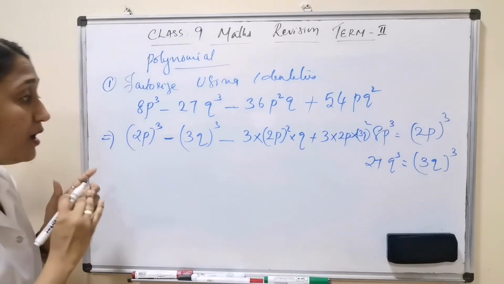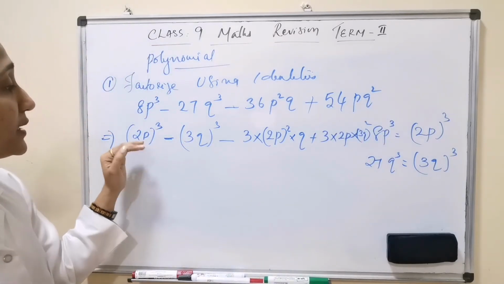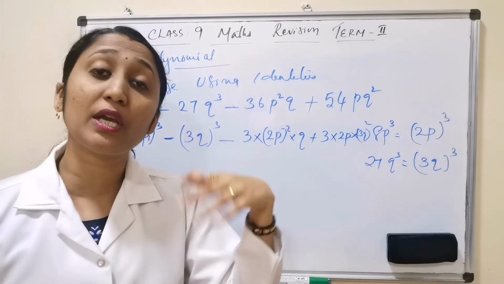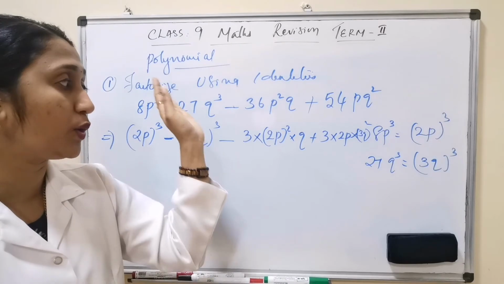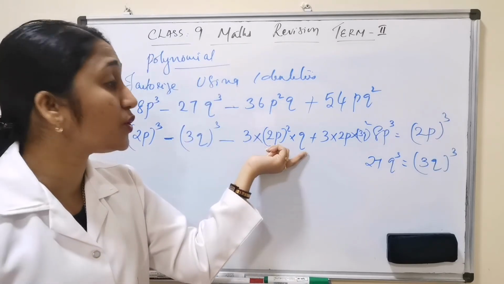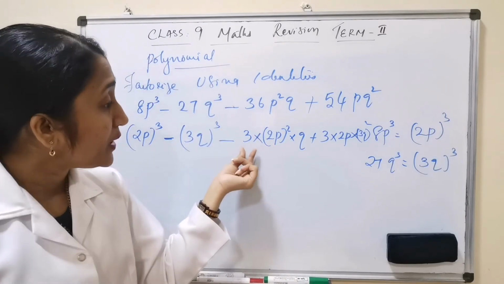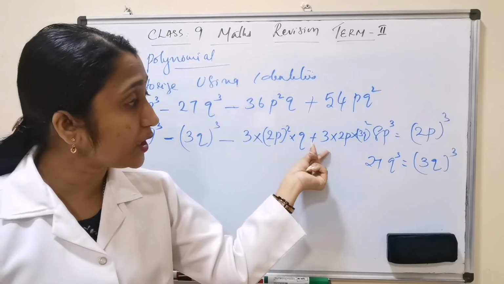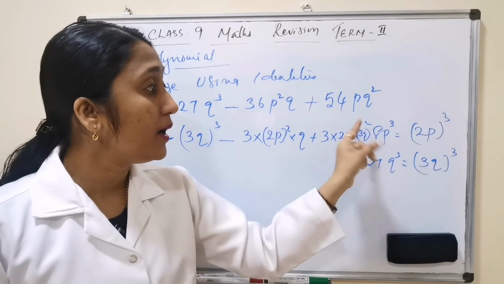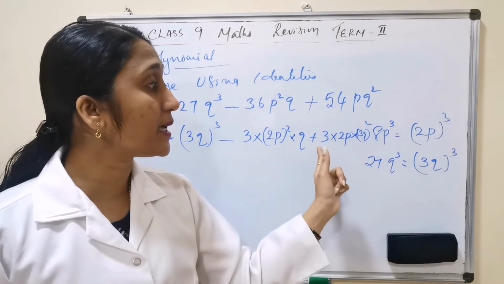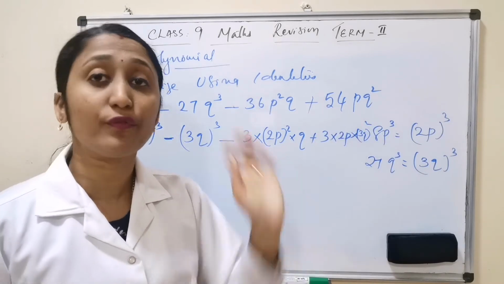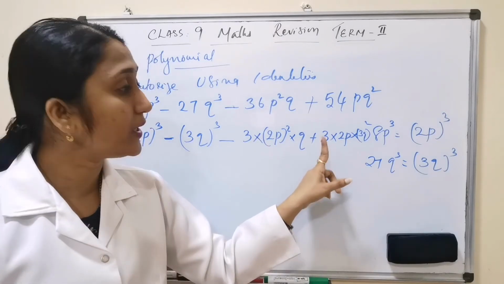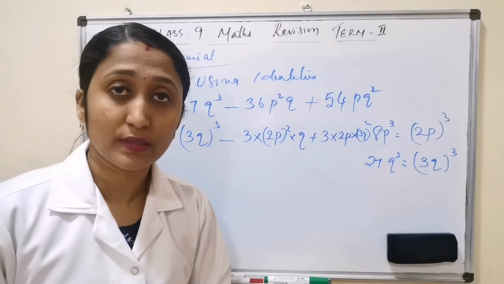Is it clear? First term 8p cube means 2p the whole cube. 27 is 3 into 3 into 3, that is 3q the whole cube. Again it changes into the multiples of 3: 3 into 2p square into q, plus 3 into only p, so 2p into 3 is 9. 9 3s are 27. 27 into 2 is 54. 3 square 9, 9 3s are 27, 27 into 2 is 54. So clear?